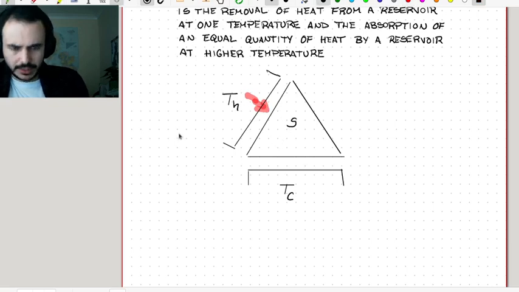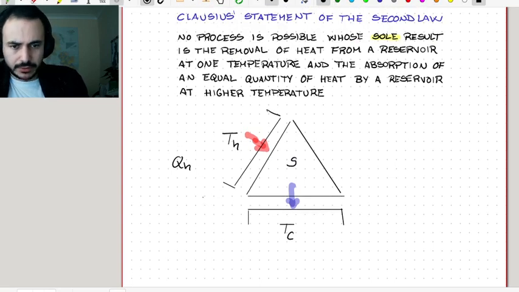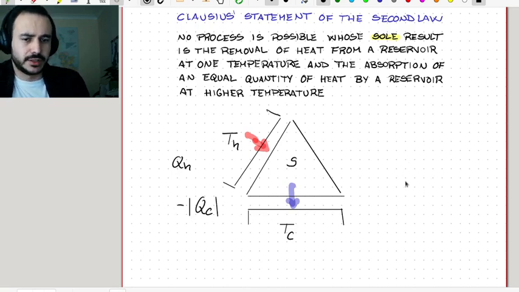This heat we're going to call Q hot, and it's going to be positive according to our sign convention. And then part of this heat is going to be released into the coldest bath. This heat is going to be negative according to our sign convention. We can just call it Q cold, but to make it explicit that it's negative, we can write it as minus its absolute value.